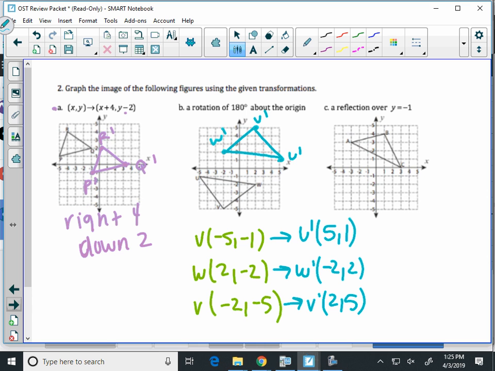Done. Okay. If it asks for a 90-degree rotation, you would flip the point and then change the sign of the first. If you were asked to do a 270-degree rotation, you flip the points and change the second.